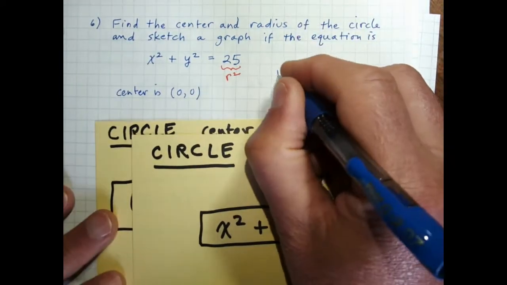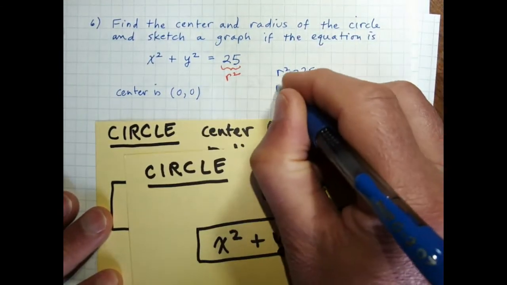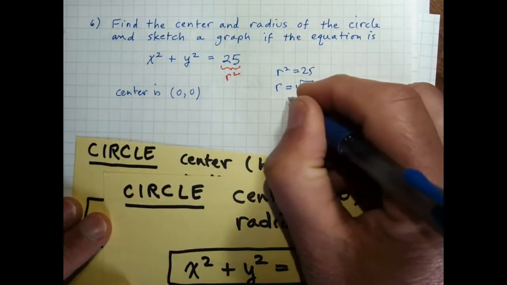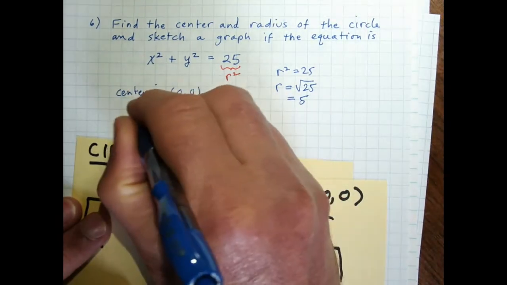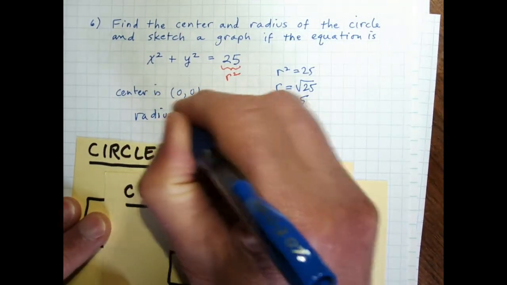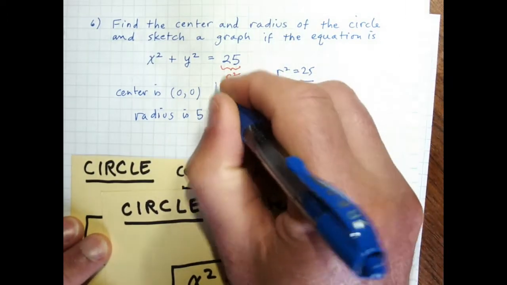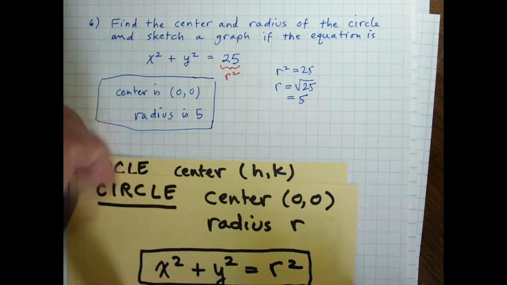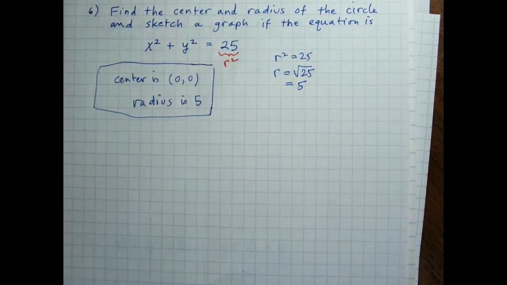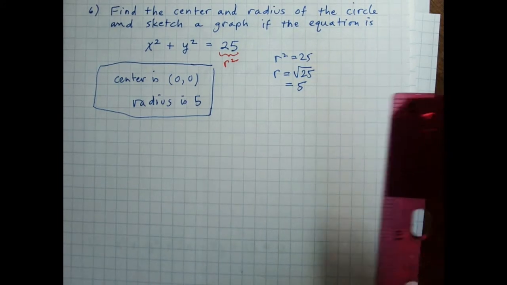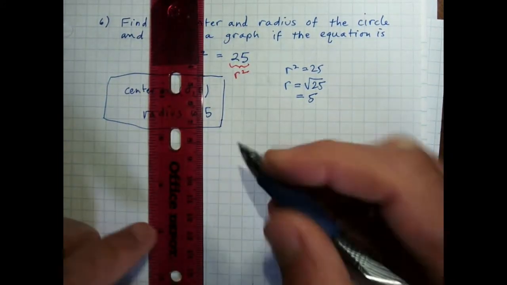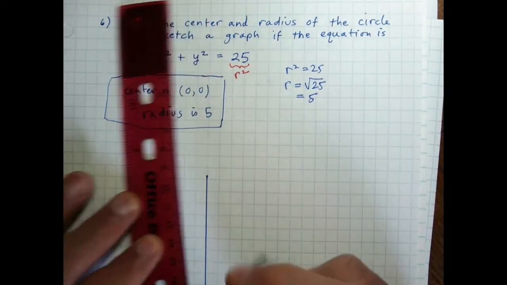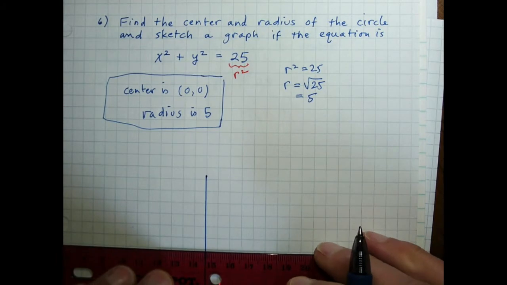So if r squared is 25, r has to be the square root of 25, or radical 25, which is 5, so the radius is 5. And so there's our center and radius. And let's go ahead and sketch a graph. It's actually much easier to work with this example than with the previous one, because it's a lot easier when the center of a circle is at the origin.